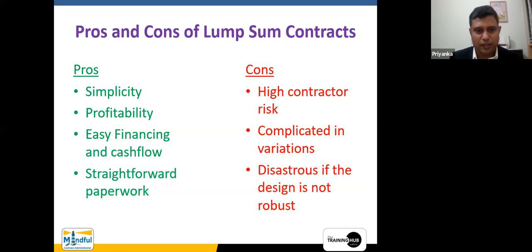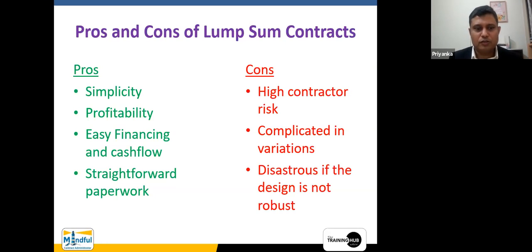Then easy financing and cash flow, right? Easy financing and cash flow means that in a lump sum contract you don't have to always change, because there are very few variations. I'll tell you the reason why it is like that: because of the inherent features of the lump sum contract, the design has to be very robust, right? The design has to be complete in order to have a lump sum contract. Otherwise, the contractors are reluctant to price it.